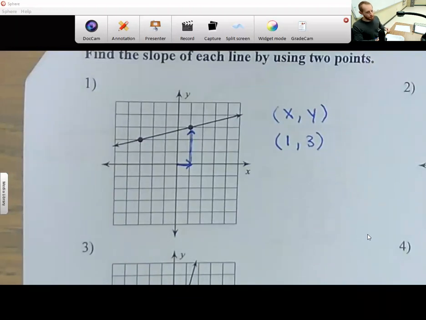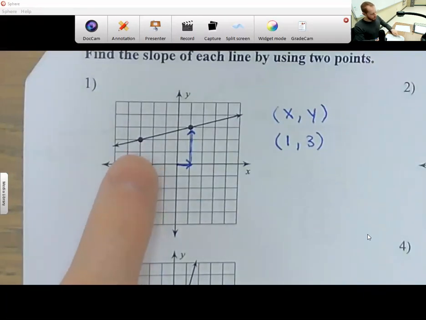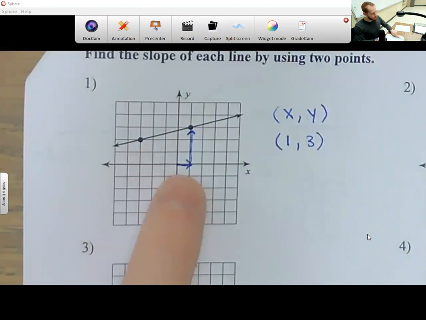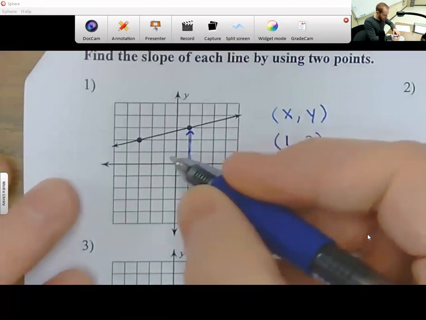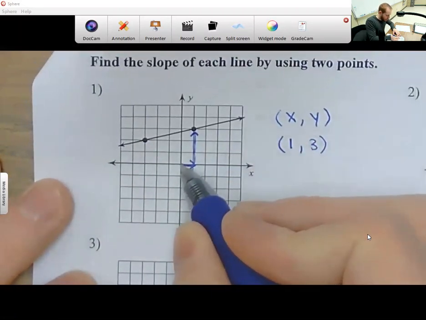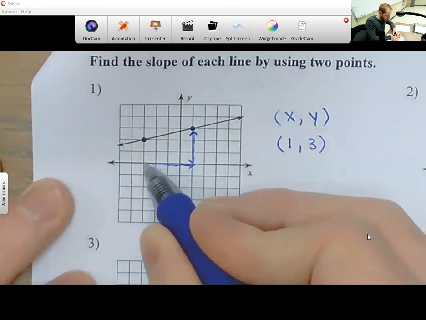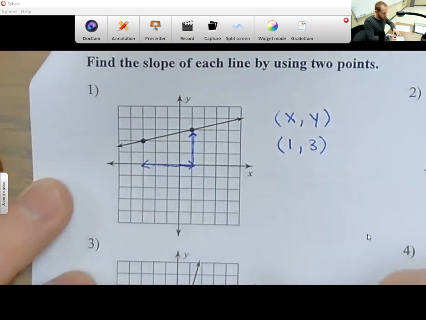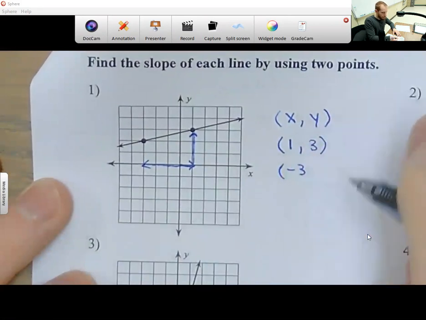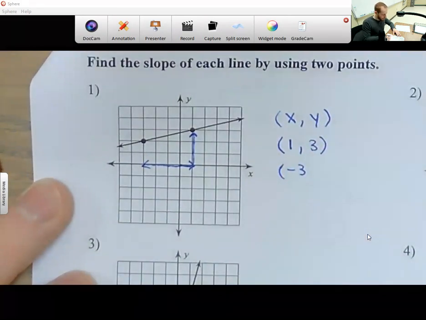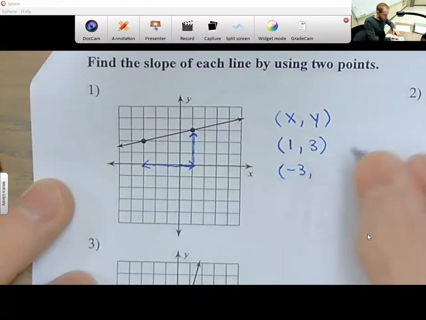Now what I want to do is look at this next point. And this time I'm going to have to go to the left to get to it. And as you know, if we go to the left, that's going to be a negative number for the x. So how far to the left do I have to go? I have to go 1, 2, 3. 3 points to the left. So my x coordinate is going to be a negative 3.